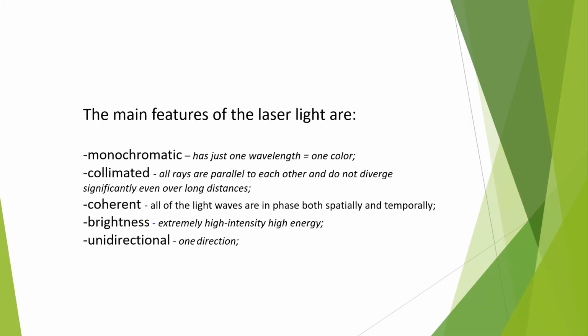The main features of the laser light are: monochromatic, has just one wavelength, that means just one color; collimated, all rays are parallel to each other and do not diverge significantly even over long distances; coherent, all the light waves are in phase both spatially and temporally; brightness, extremely high intensity, high energy; and unidirectional, they have just one direction.